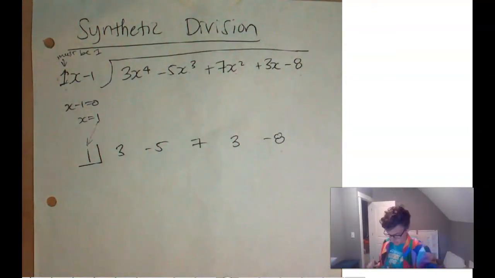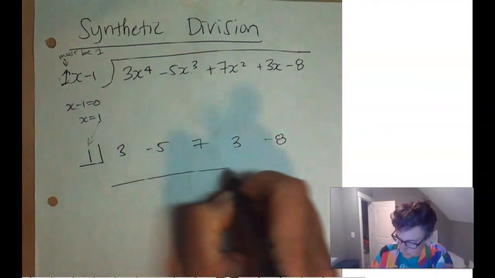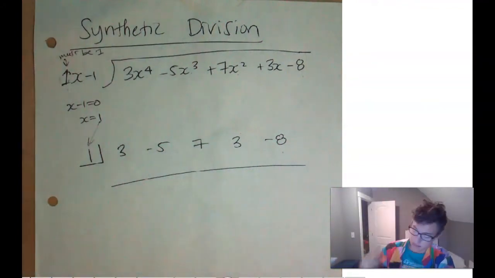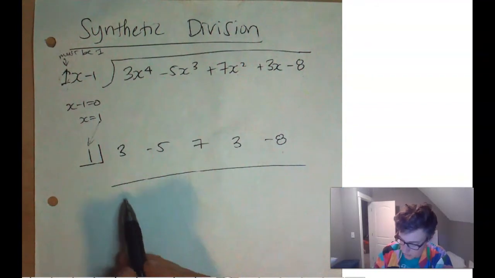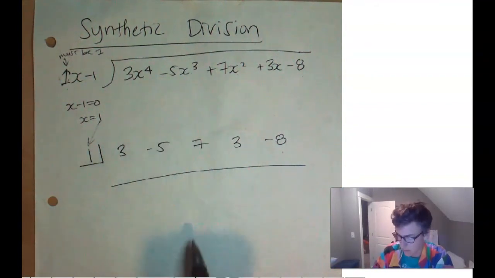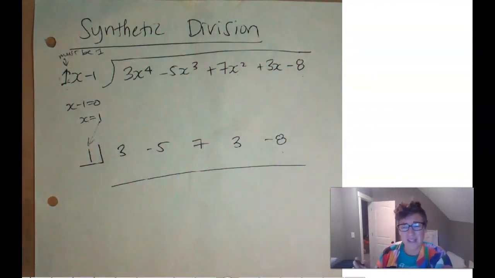All right, great. So the idea behind this, our line, we're going to add straight down and then multiply by the number in the box. Add straight down, multiply by the number in the box. What are you saying, Miss Akin? What's happening? Just watch, just watch.